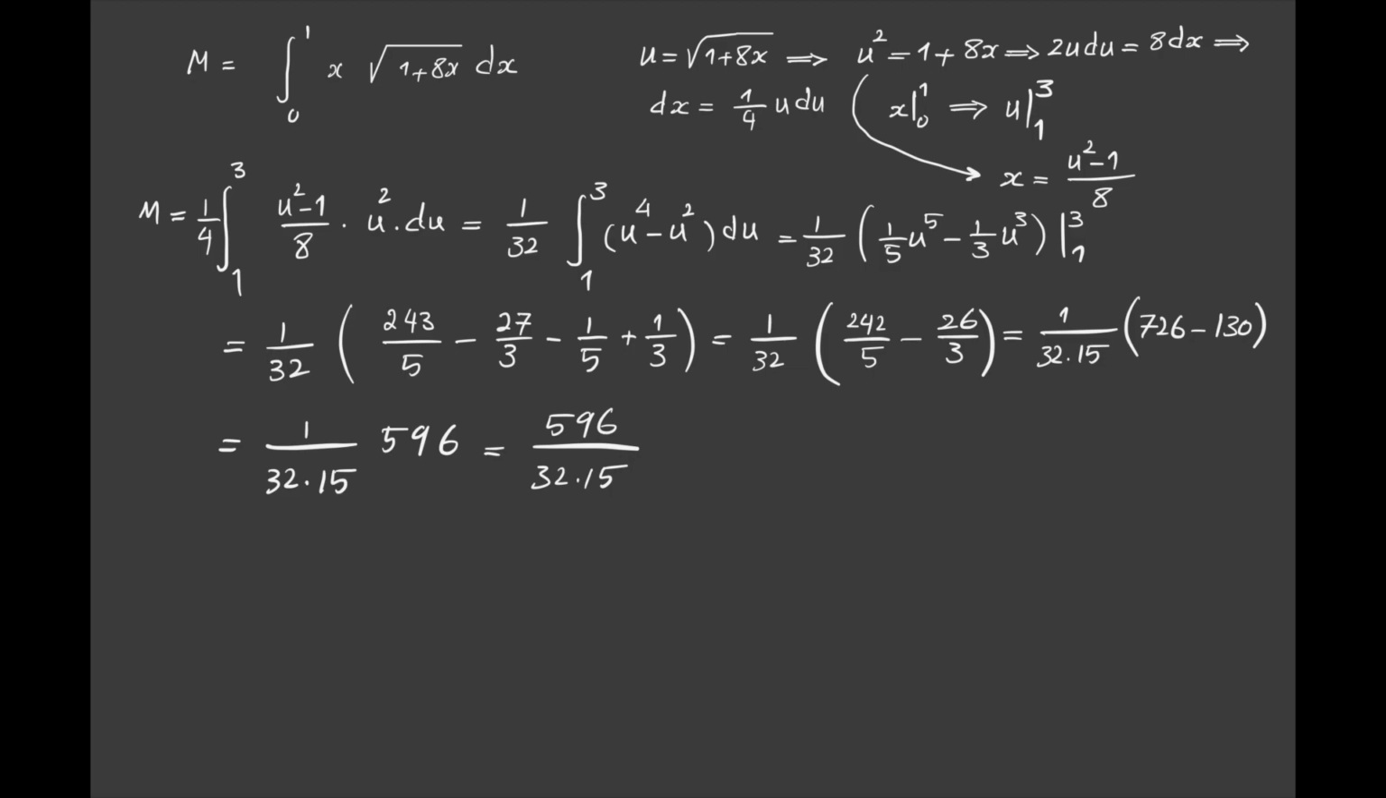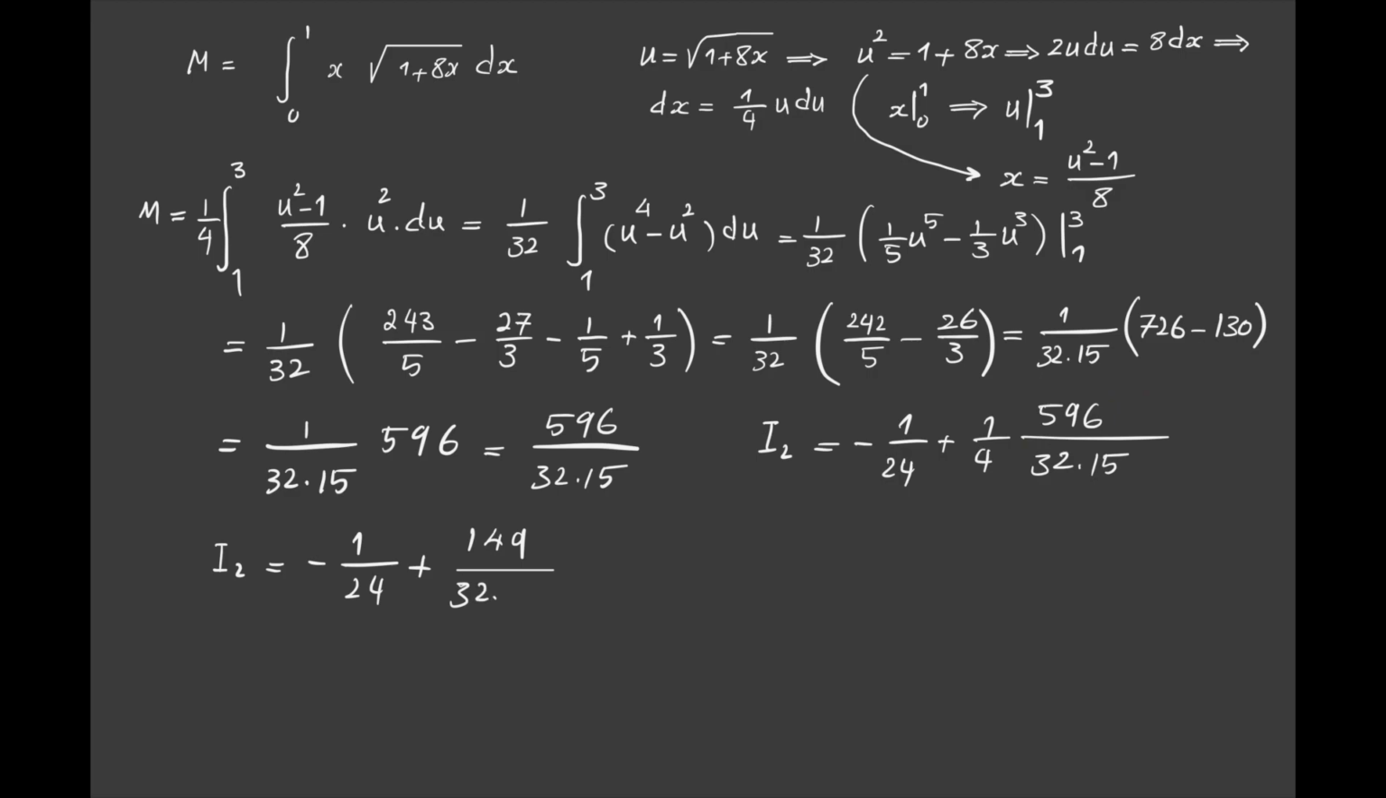So the integral I2 is equal to minus 1 over 24 plus a quarter of that number, 596, and then divided by 32 times 15. Yes? But then what can I do? I can simplify this 4 by that. It becomes 149. Yes? So this becomes, so I2 is equal to minus 1 over 24 plus 149 over 32 times 15.